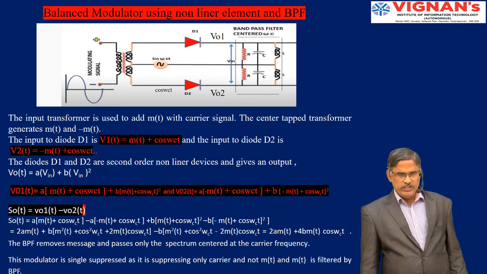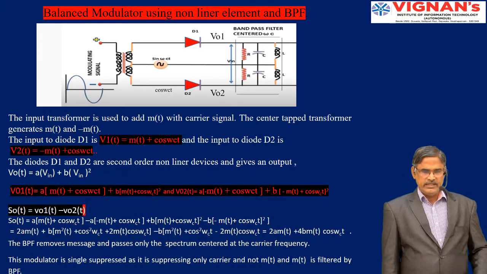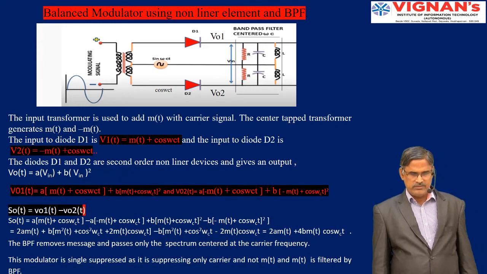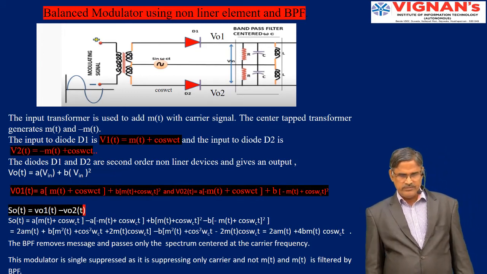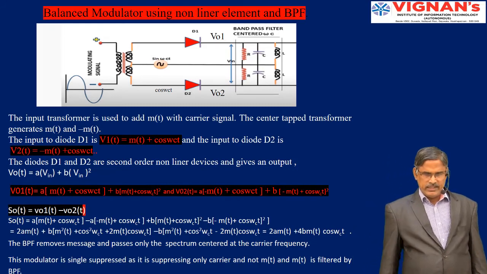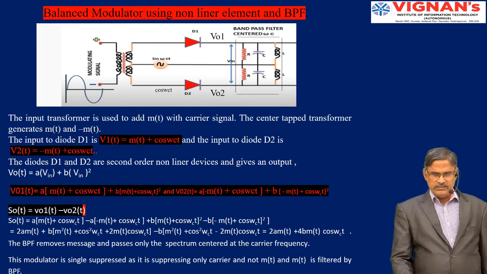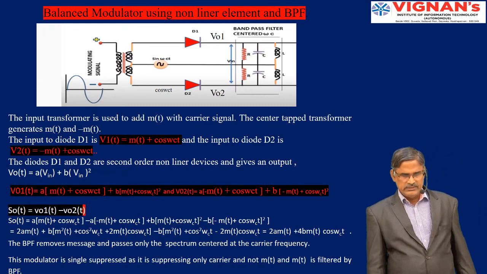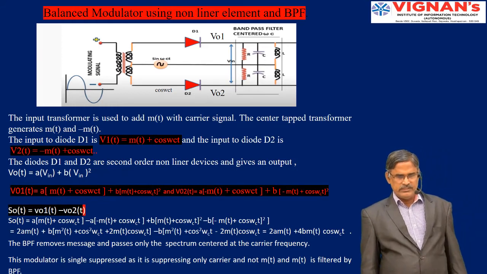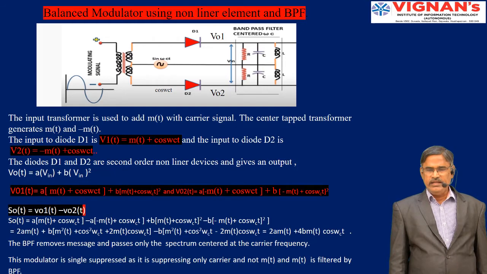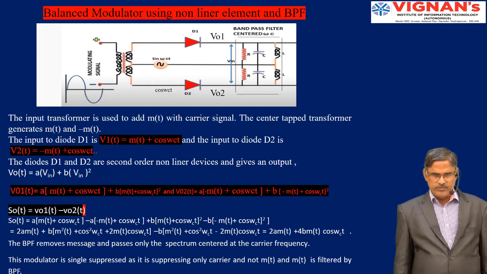So here you are seeing the actual circuit. First you are seeing a center tapped transformer. To the center tapped transformer primary the message signal is applied, and at the secondary center tap your carrier signal is applied. So the carrier signal is going to both ends of the secondary, and the primary message signal m(t) is applied, and at the secondary one end it will make m(t), another end it will take minus of m(t).